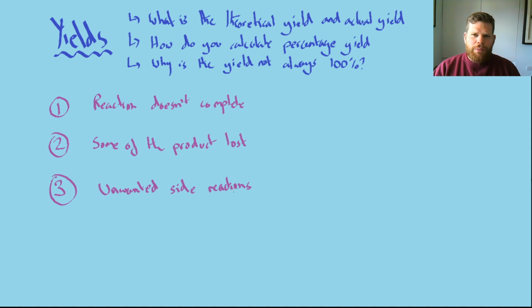So, just in summary of what we've done in this video, we've talked about what the theoretical and actual yield are. We've talked about how you calculate the percentage yield when you're provided with the actual yield. You'll always be given the actual yield, or you'll do an experiment where you'll make it and actually record the yield yourself. And we've also talked about the reasons as to why the yield isn't always 100%.